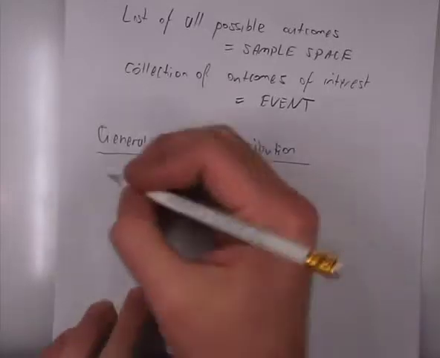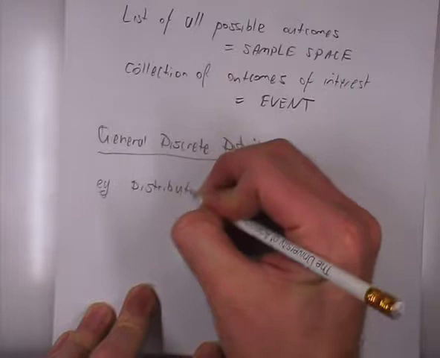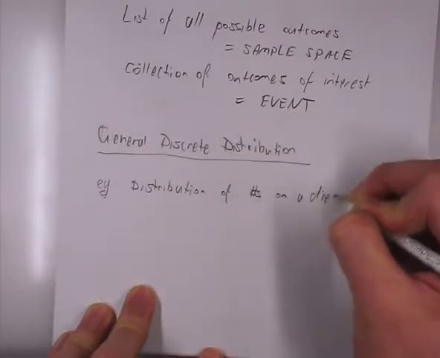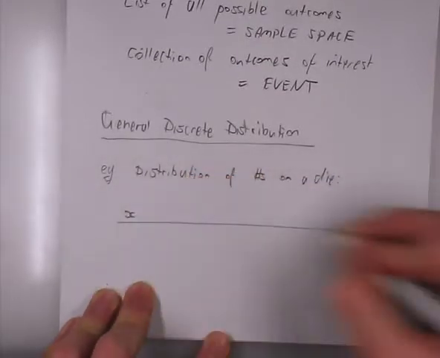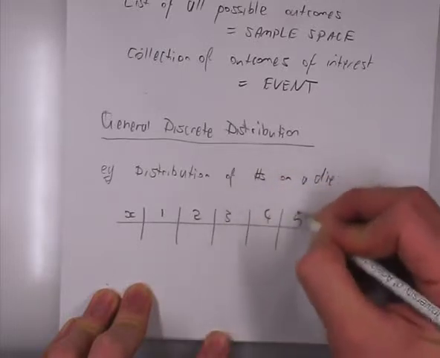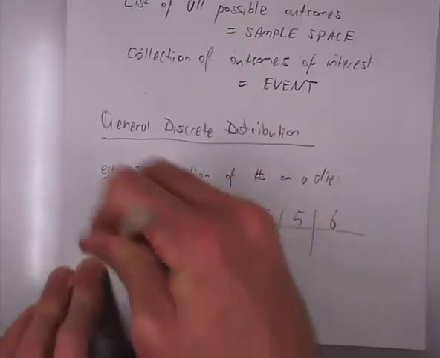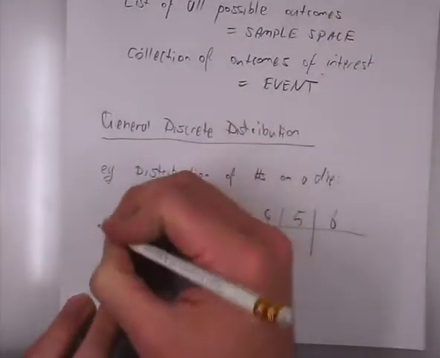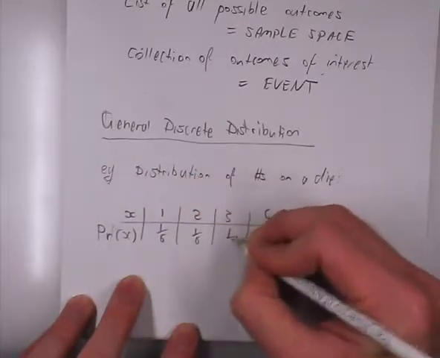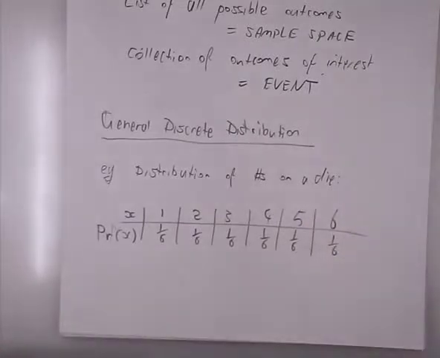So as an example, it might be the distribution of numbers on a die. And so you've got the number, and you have the probability. You use PR, don't you? And all of them have the same chance of occurring, which is a sixth. This is called a distribution table.